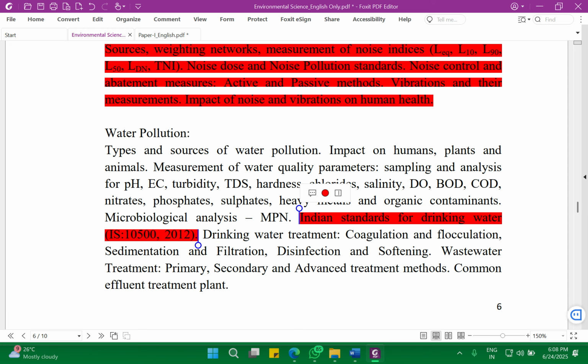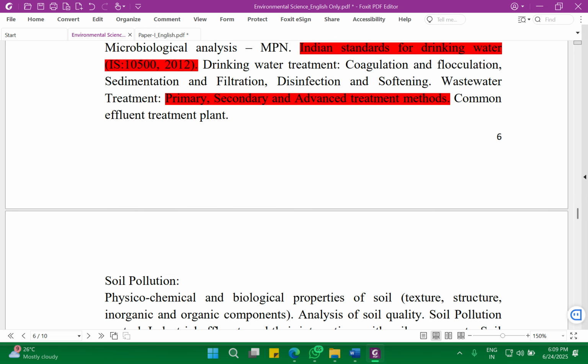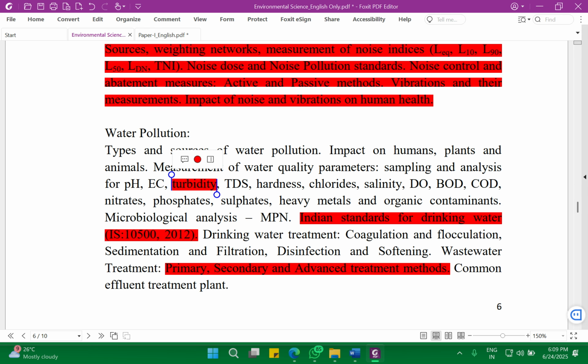And next one is wastewater treatment. This one I have already told: primary, secondary and tertiary treatments or advanced treatments. And then turbidity, they are asking some questions on turbidity repeatedly. And they may ask some questions related to nitrate and phosphates, that is eutrophication. Again this is a basic concept in environmental science, so definitely you need to know this.